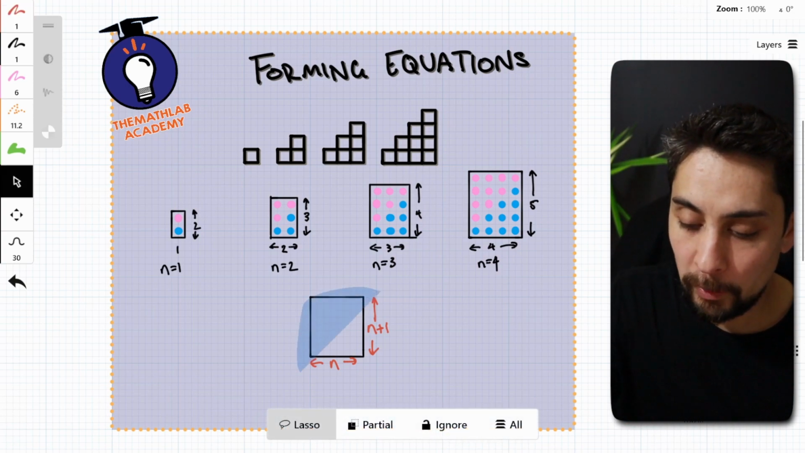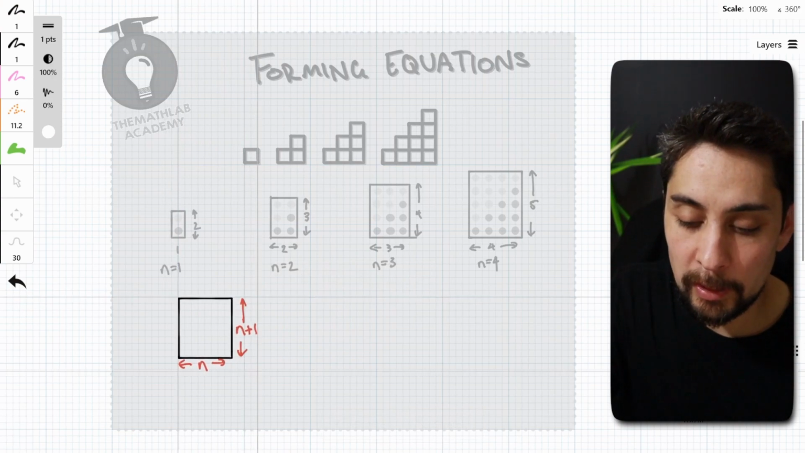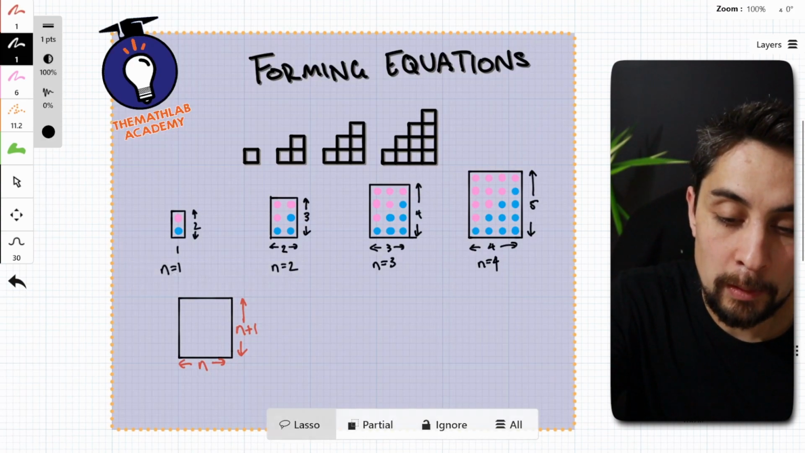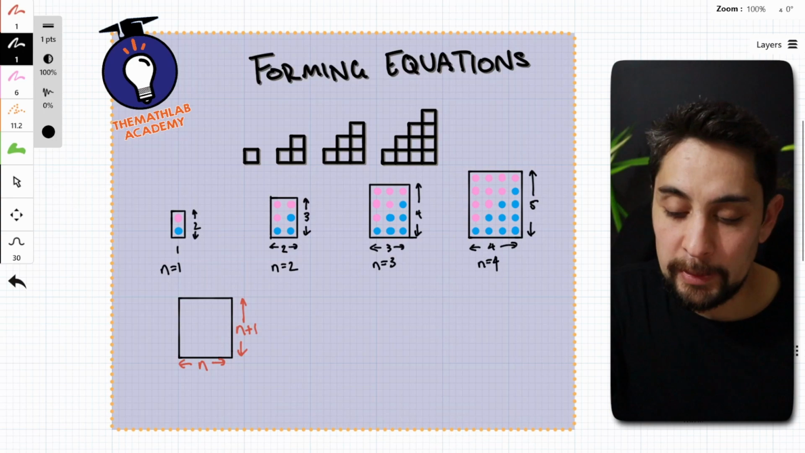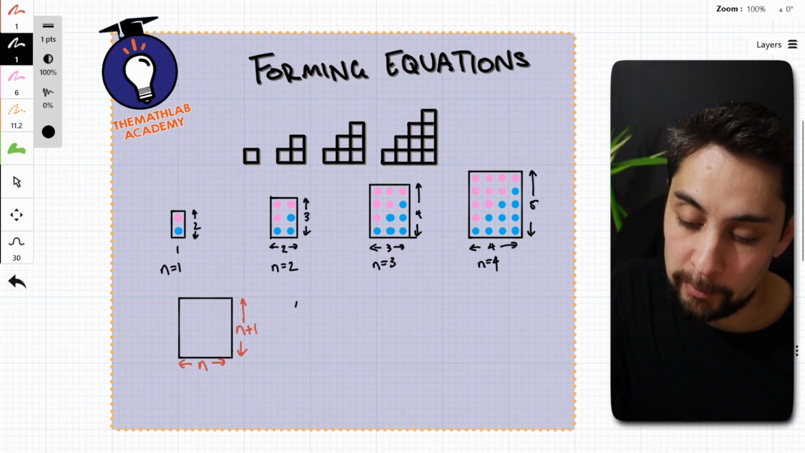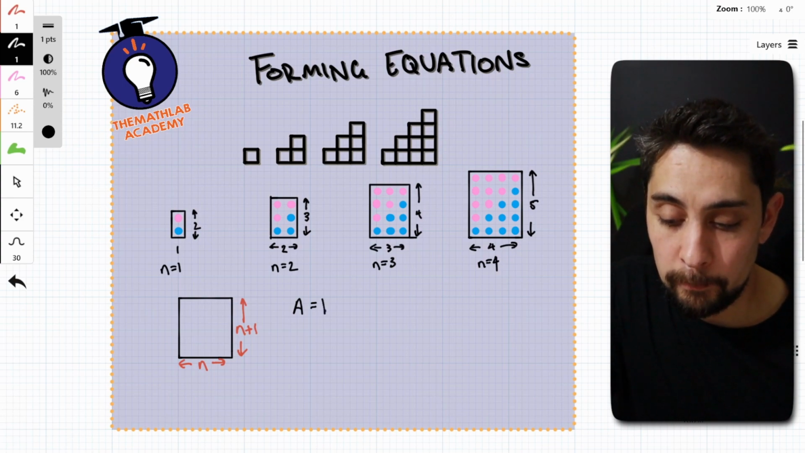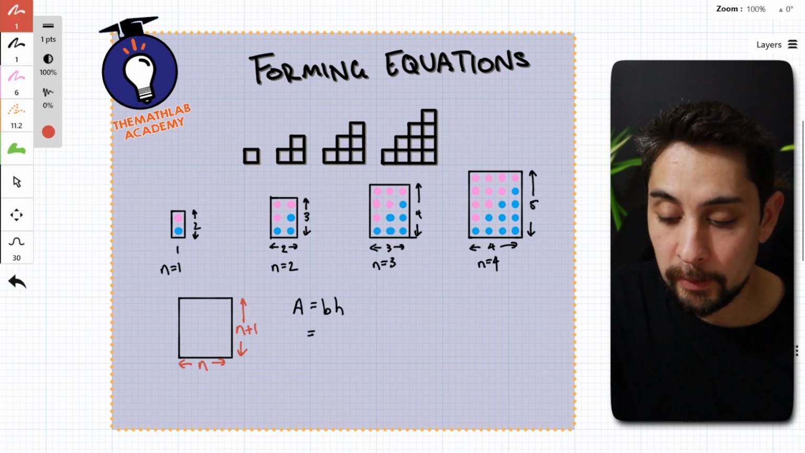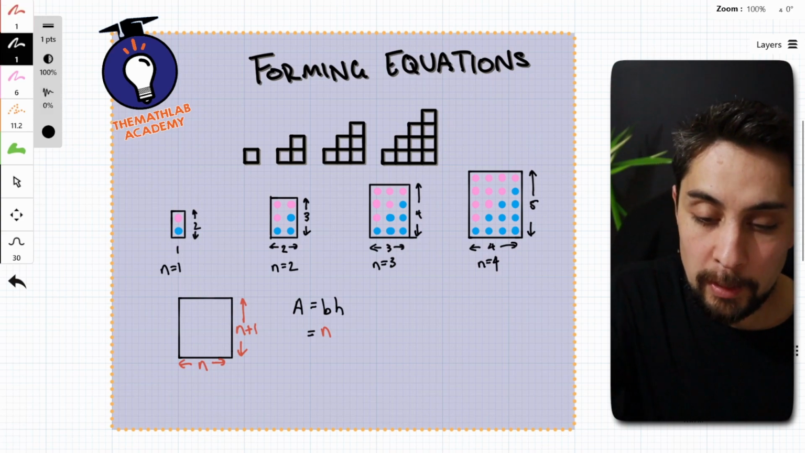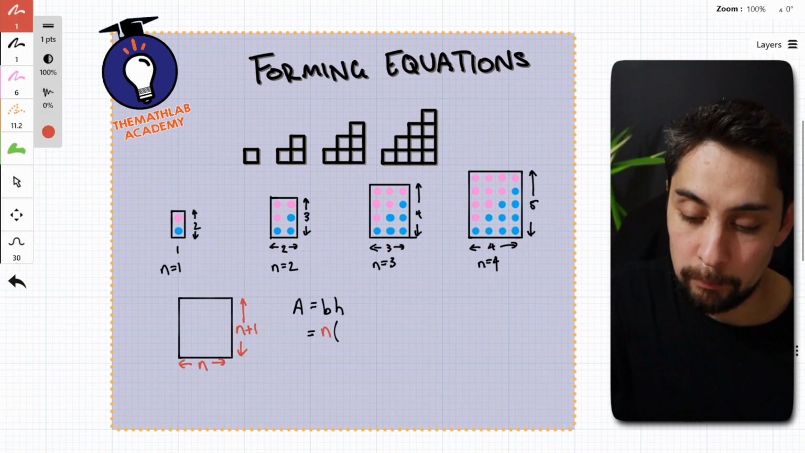So with that information, we can work out the size of this rectangle. I'm going to call it area. It's not really area, but we're going to call it area anyway. Area equals base times height for a rectangle. And in this case, our base is n, and our height is n plus 1.